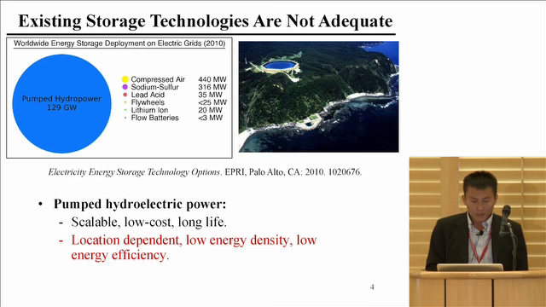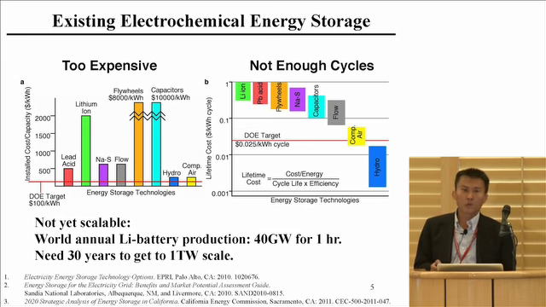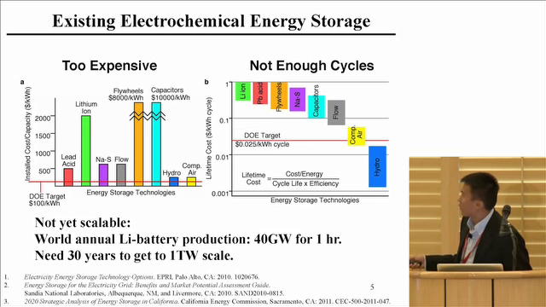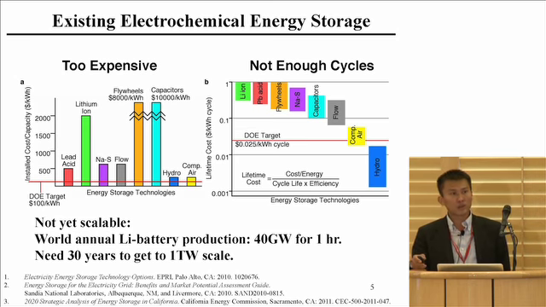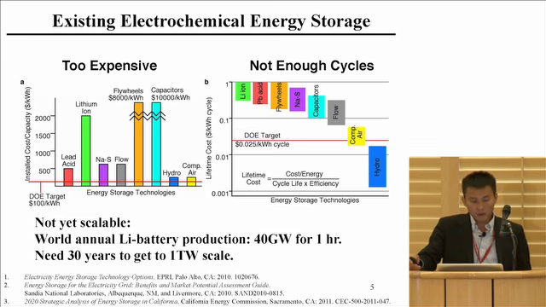Well, let's look at the batteries. What about batteries? Battery is just so far away from meeting the requirement we mentioned in the previous slide. If you look at the cost, it's too expensive. This is the cost at the system level, not the individual cell. This horizontal line right here is the DOE target. All this storage technology is just too expensive.